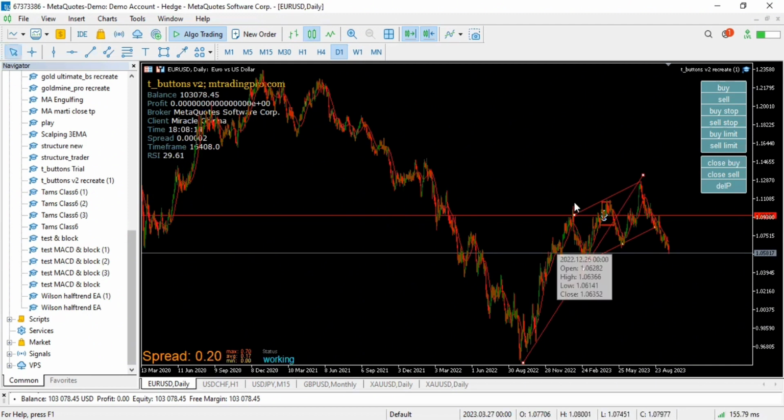And then we have a break of this structure. The market is currently coming down. We have a break of this structure. Price is currently coming down to this particular structure, which I know will be broken as well. So we just have to pay attention here.